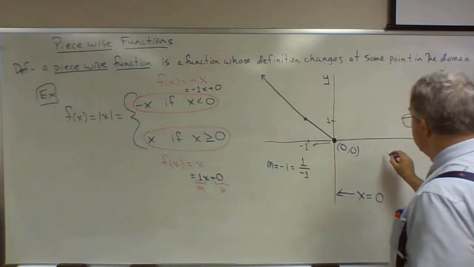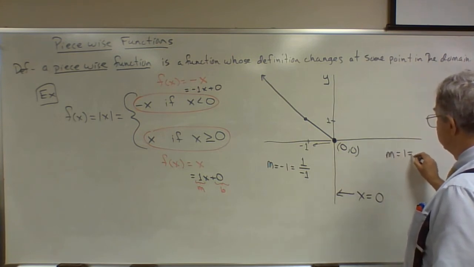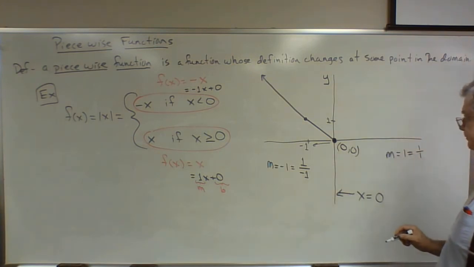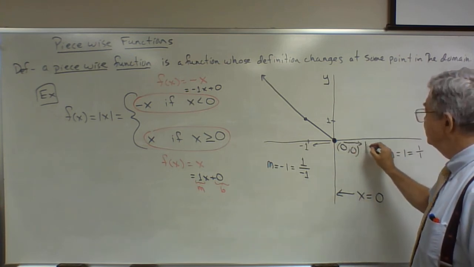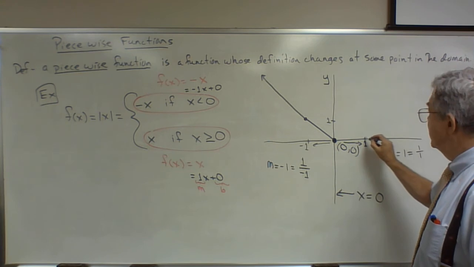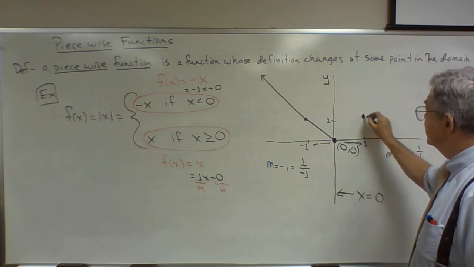So slope 1, I can write that as 1 over 1, which means that if I go 1 unit in the positive direction, and then I go up 1 unit, I get a point on the line.